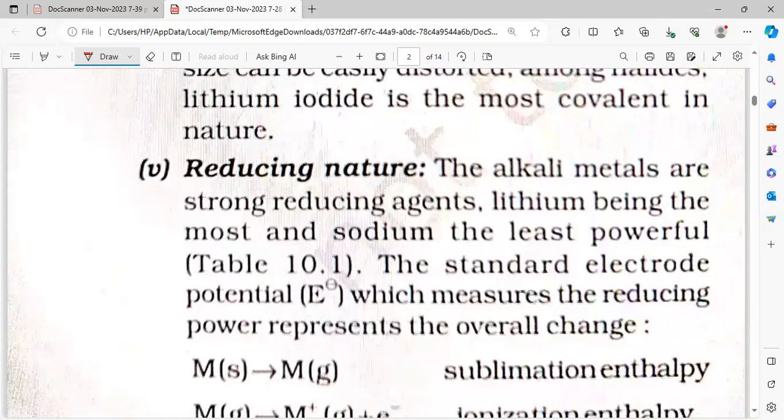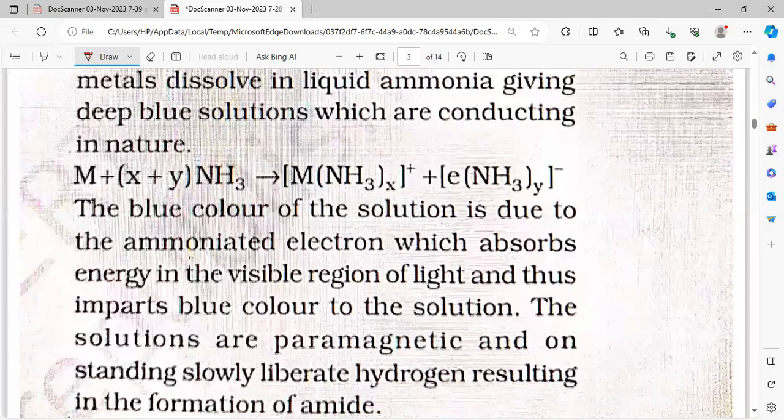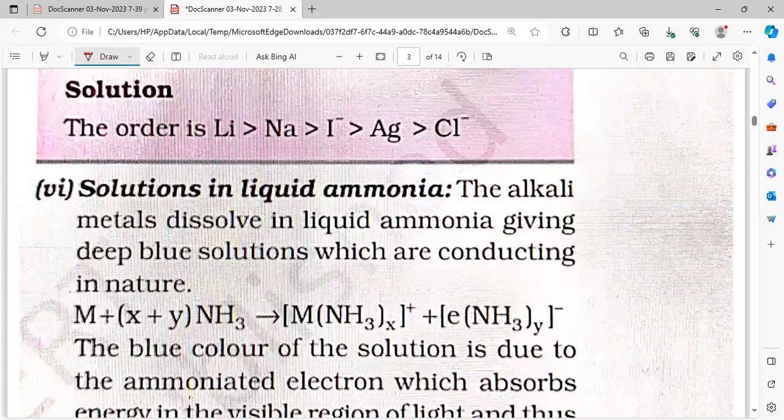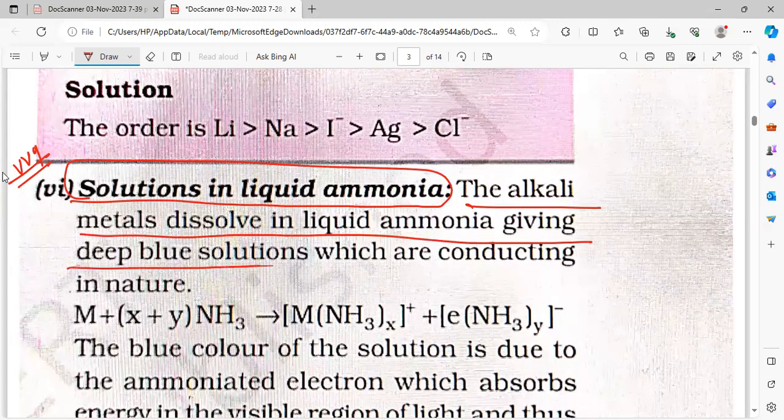It reacts with ammonia and imparts the color. Here you see, solution in liquid ammonia. Solution in liquid ammonia. This is very important for the competitive track. The alkali metals dissolve in liquid ammonia, giving a deep blue solution, which is conducting in nature.